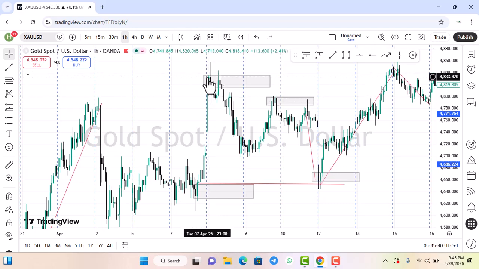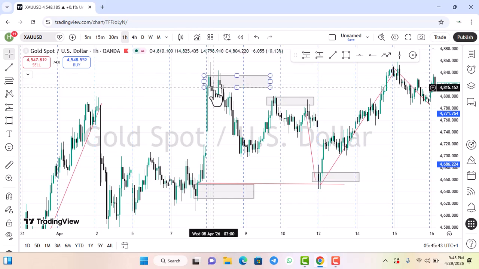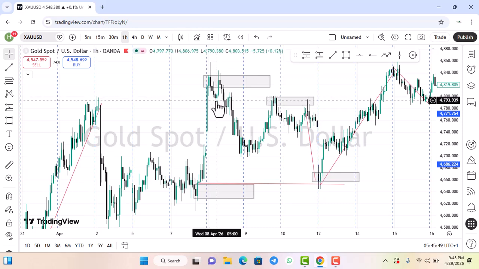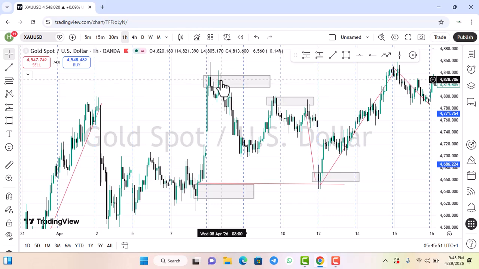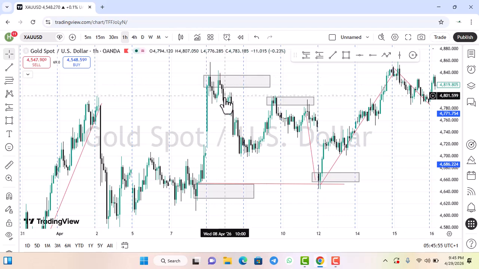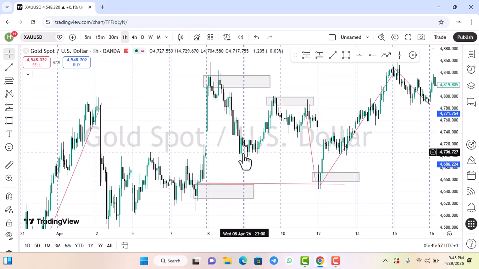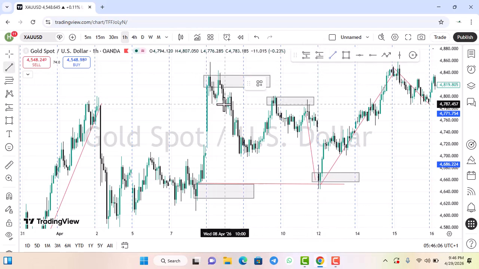So now look at this practical example. Price reversed to this point, created or engineered liquidity. When price engineers liquidity, then it retraces. Then after that retrace, it finally pulls back to this point here to sweep that liquidity. So this is what we call a liquidity sweep.